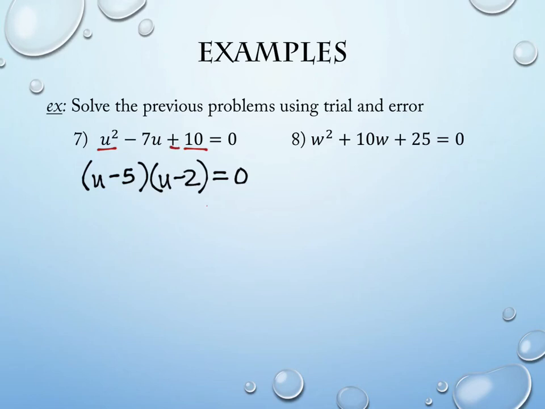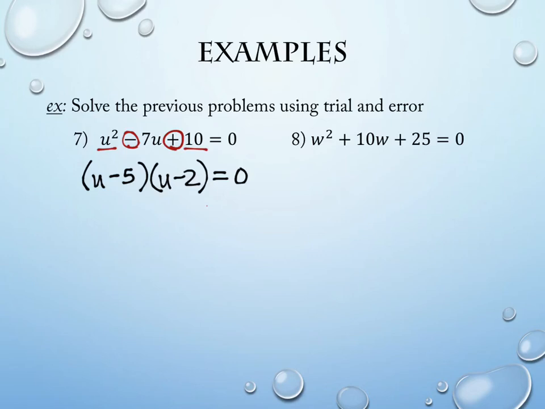Now, this sign at the end, the fact that 10 is positive, means that the signs have to match. The sign in the middle tells me that the signs have to both be negative. So that's how I determine my signs when I'm working with trial and error. So my signs are both negative, and I need two numbers again that multiply to 10 and add to -7. It's -5, -2.